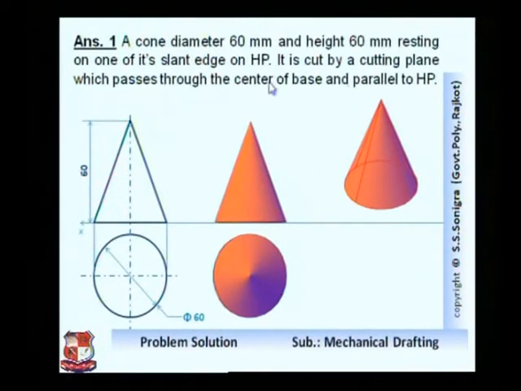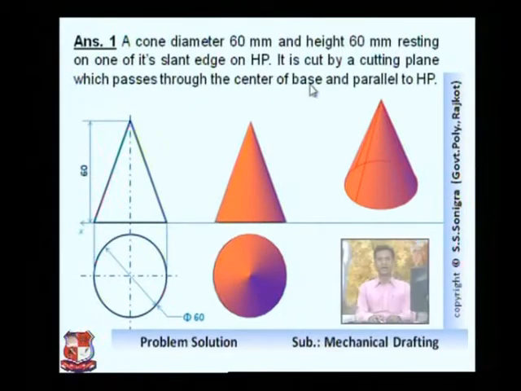Now the second line: it is cut by a cutting plane which passes through the center of the base and parallel to the horizontal plane. So first we pick up the center of the base. This is the center of the base, and now the cutting plane passes through this base and it is parallel to one of its slant edges on HP.